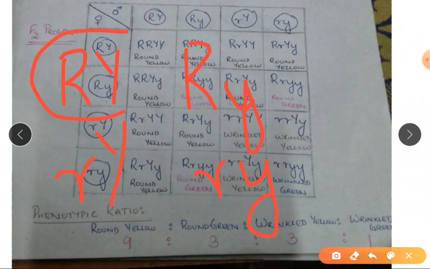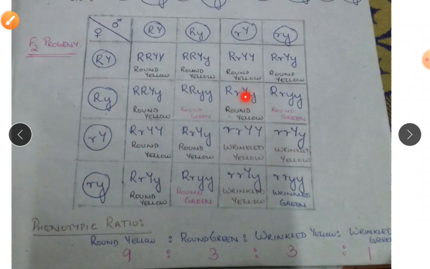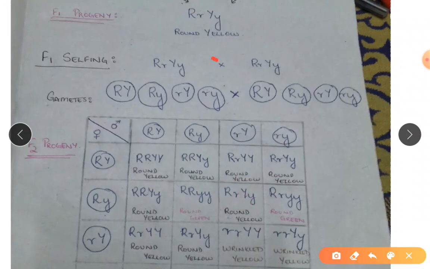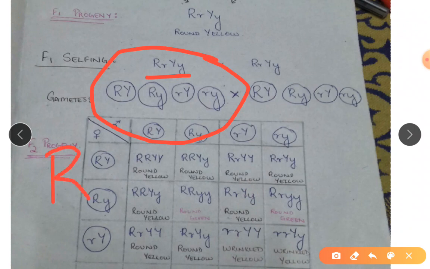Now whatever I've done, these are the gametes of your F1 progeny. I'm talking about this. So how do you write this? It is a hybrid, right? So all four types are there. First you write capital R, which has the possibility of going with the capital Y or small y.